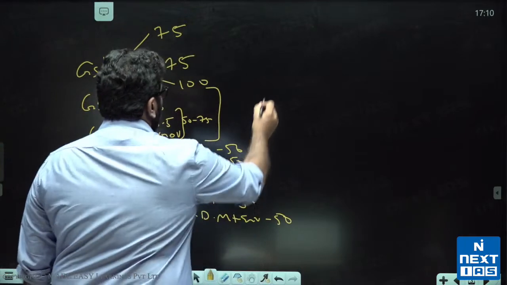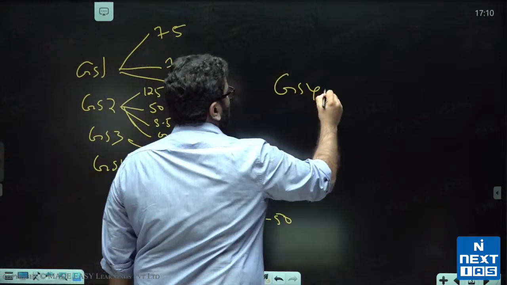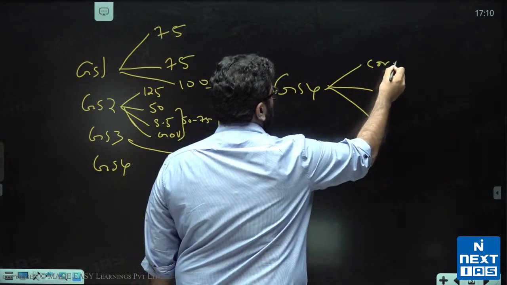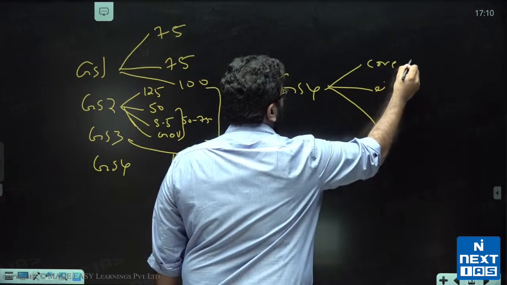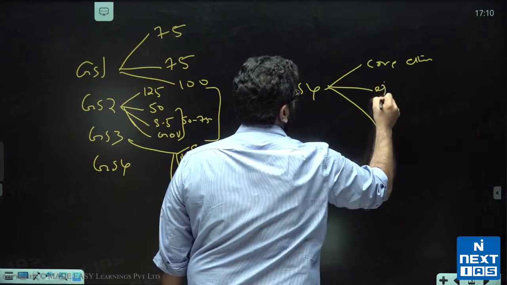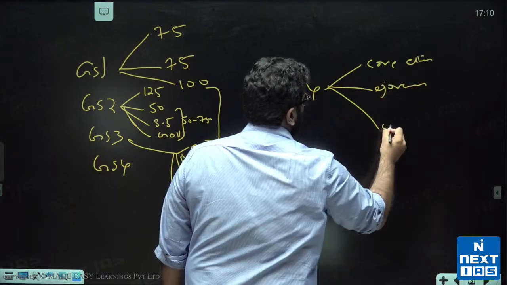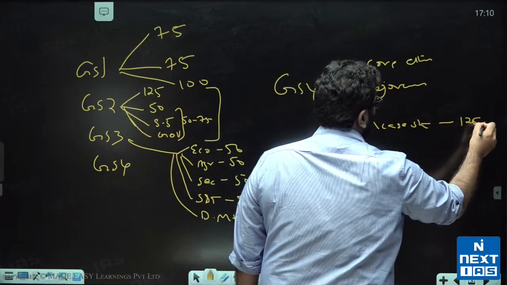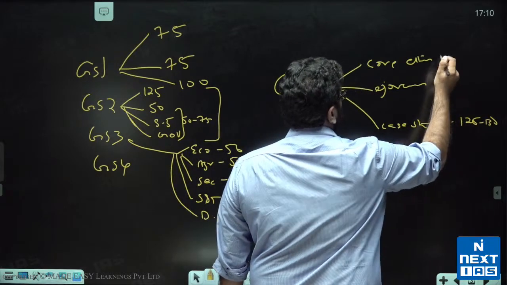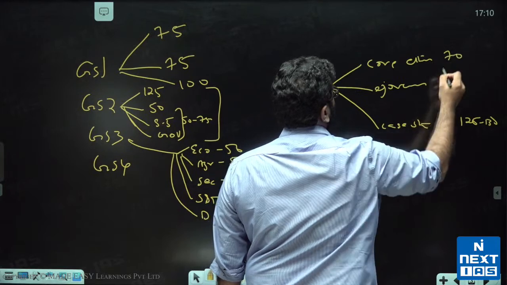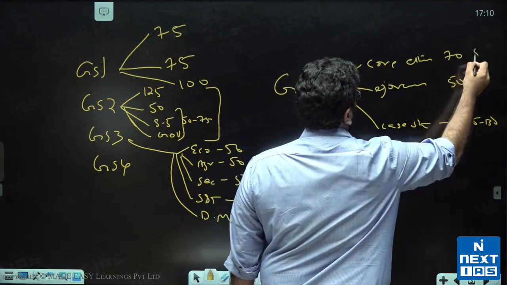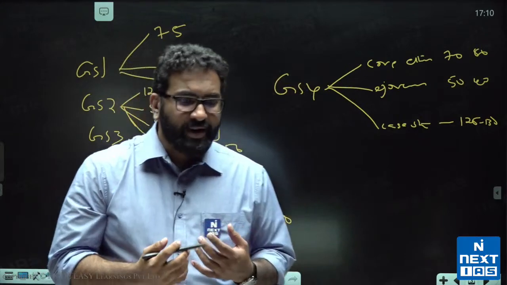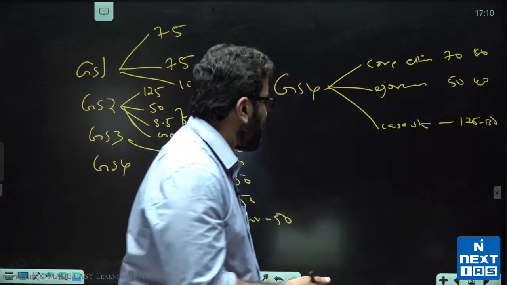In paper 4, I broadly divided it into 3 parts. You have core ethics, you have the governance related parts, and you have the case studies, right? This is 125, 130 marks. This will have 70, this will have 50 or 80 and 40, something on those lines. This is the composition.